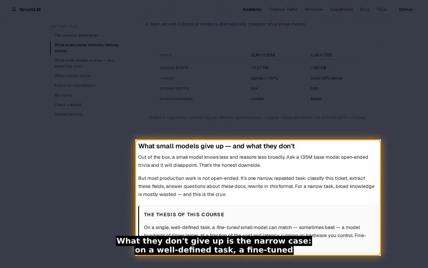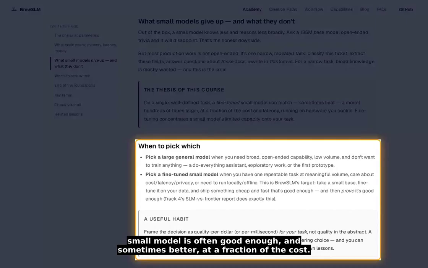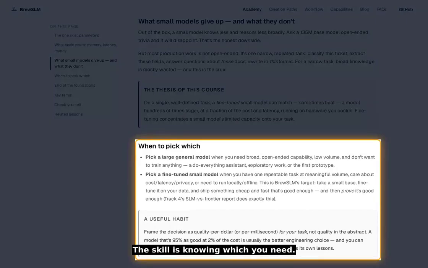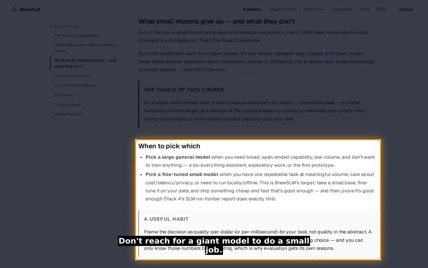On a well-defined task, a fine-tuned small model is often good enough, and sometimes better, at a fraction of the cost. The skill is knowing what you need. Don't reach for a giant model to do a small job.